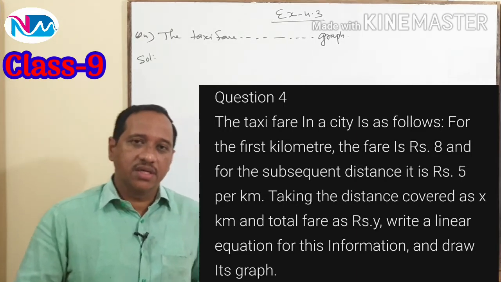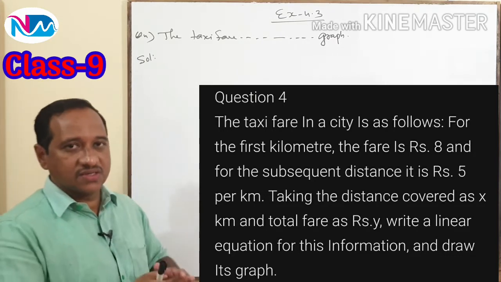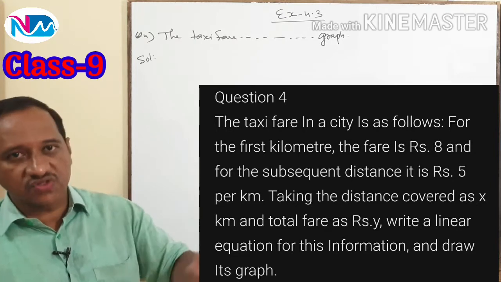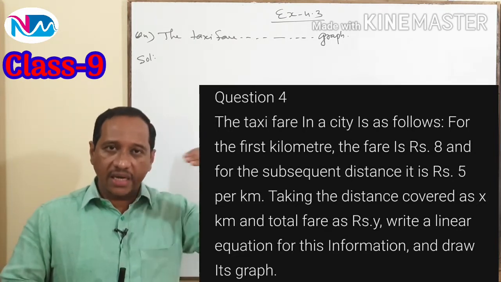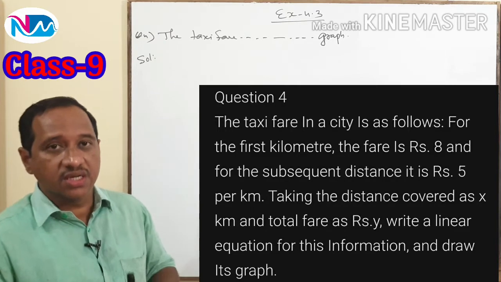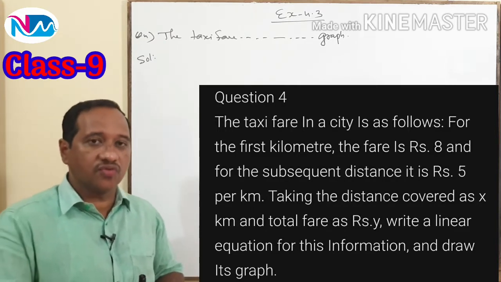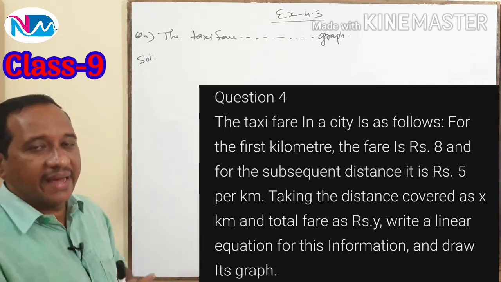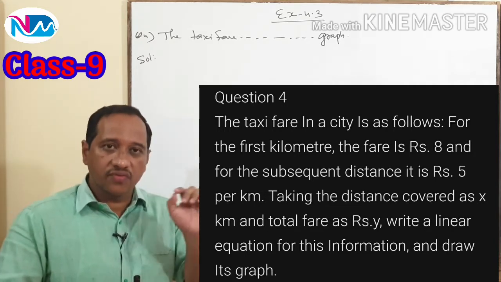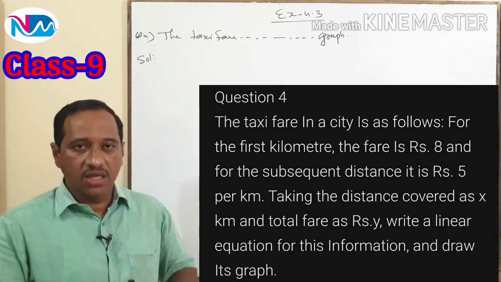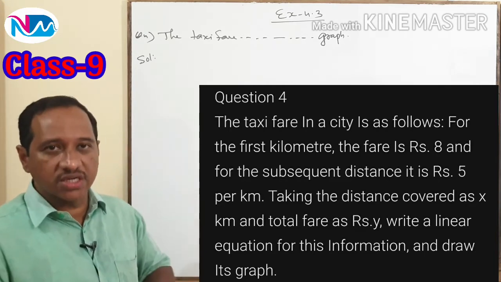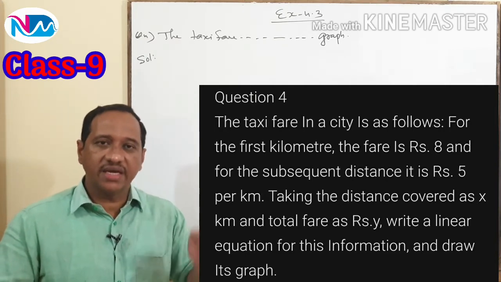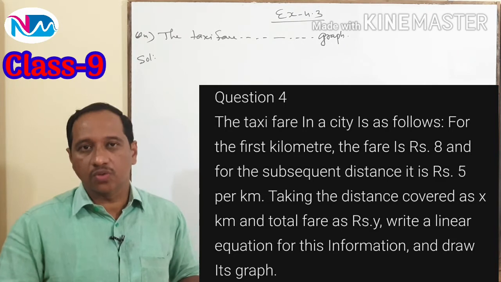According to the question, if a person hires a taxi in a certain city, he has to pay rupees 8 for the first kilometer and for the second kilometer onwards, he has to pay only rupees 5 per kilometer. And if the total distance is x kilometers and the total fare is rupees y, we have to write a linear equation in two variables to represent this situation and hence draw its graph.